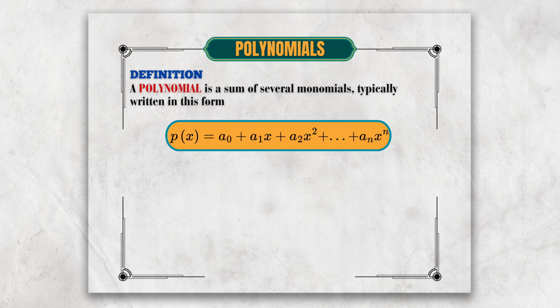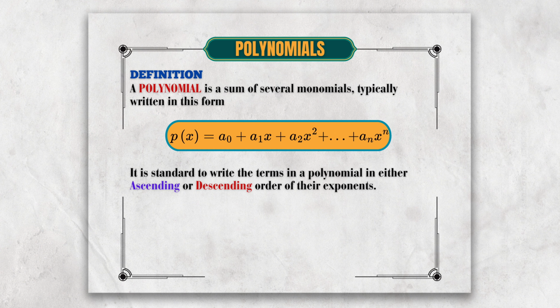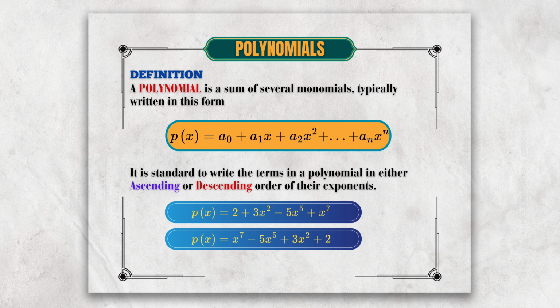Given a polynomial, the constants a0, a1, a2 through an are the coefficients. The term a0 without any x expression is the constant term. The largest exponent that appears in a polynomial is called the degree of the polynomial. The term containing the largest exponent is called the leading term, and the coefficient of the leading term is called the leading coefficient. It is standard to write the terms in a polynomial in either ascending or descending order of their exponents. This means that we can write this polynomial as this one.